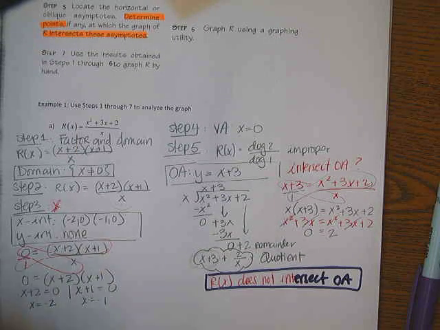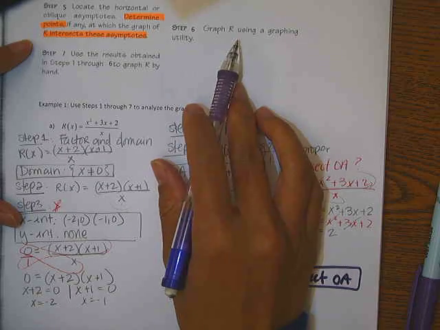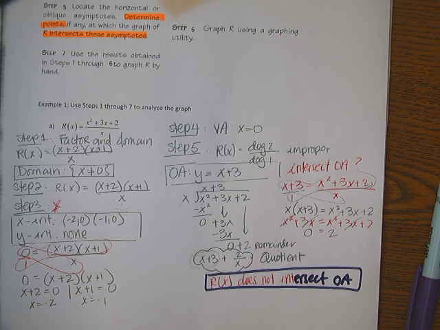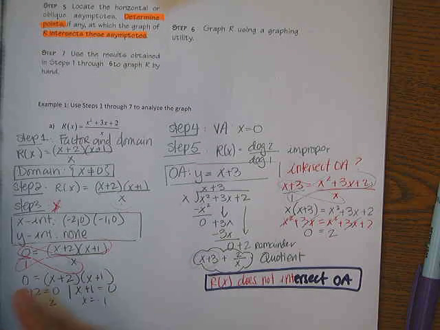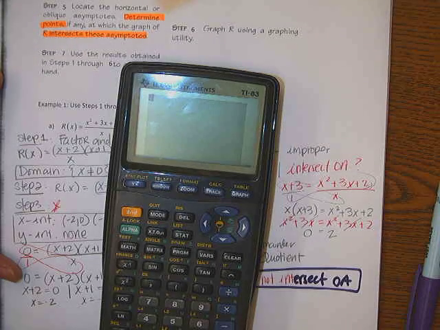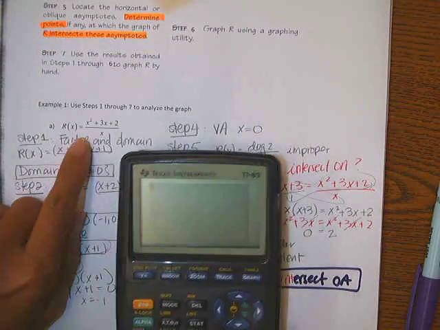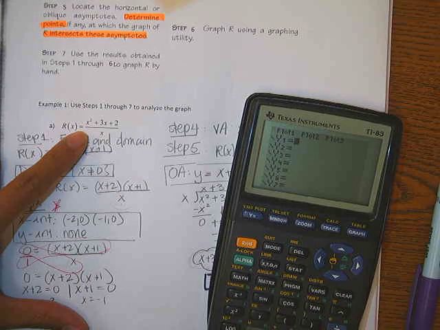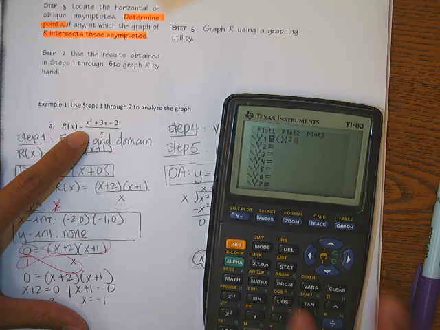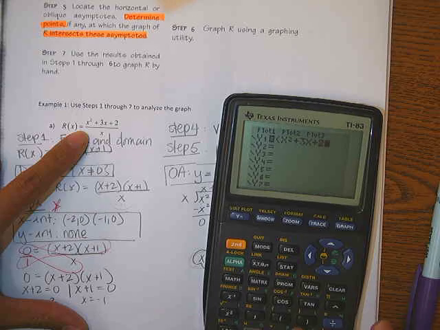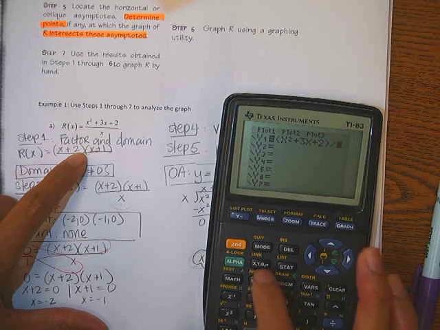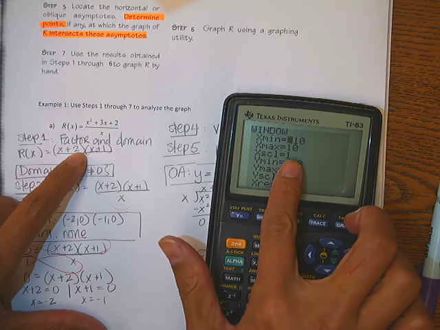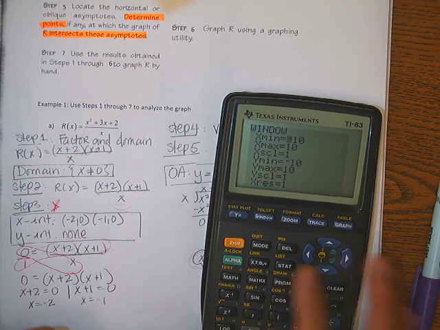Okay. Now we are moving on to step 6, graph R using a graphing utility. Okay. Now if I were you, I would pause this right now and try it out with your calculator. Here's my old school one. I'm going to put in this. Oh, by the way, this is the same, so you can enter in whatever you wish. Parentheses x squared plus 3x plus 2, close it, divided by x. Let's change my window from standard form first, and then we can go from there. Okay, graph.